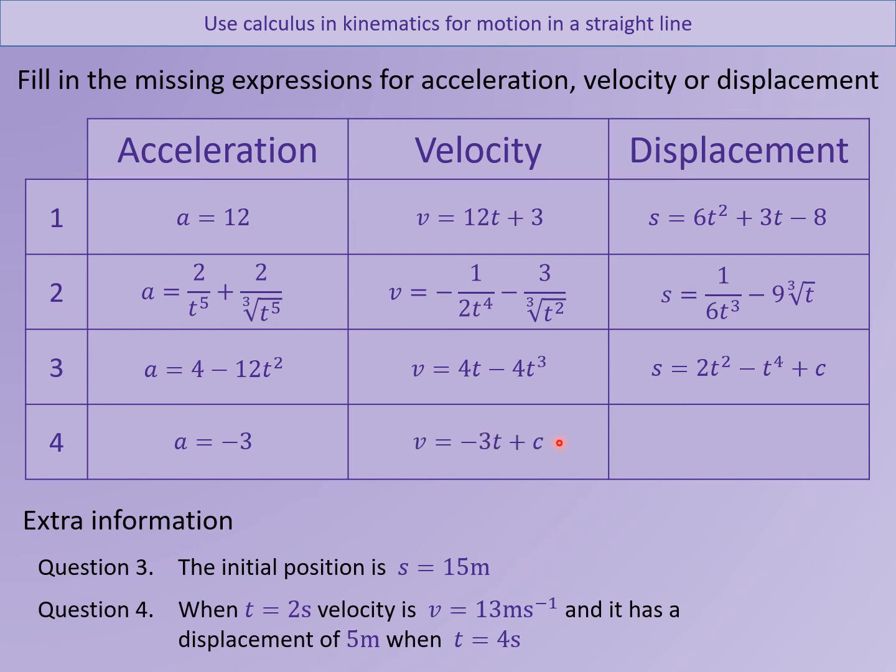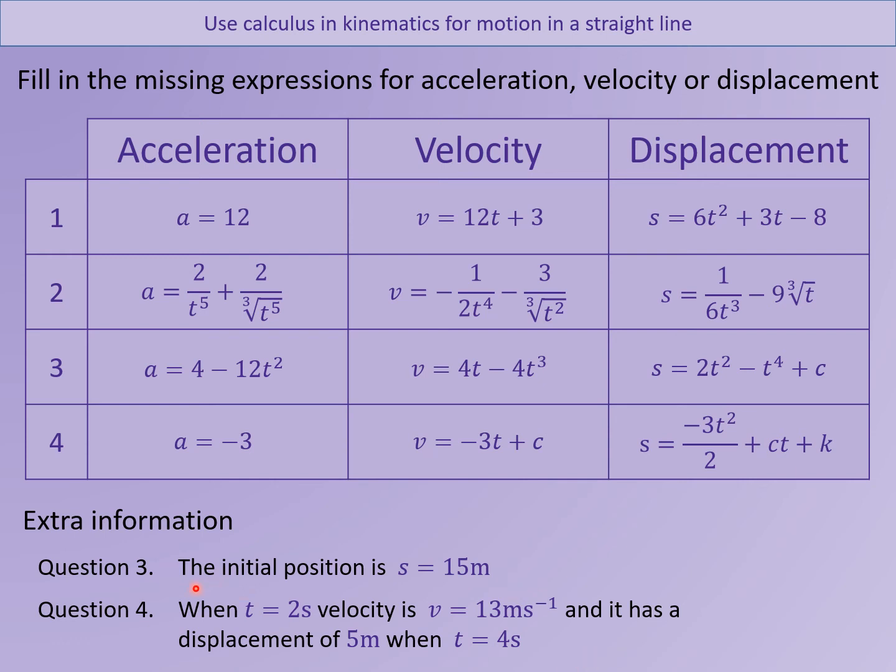For question 4, we can integrate the acceleration to give velocity, noting that we've got a constant of integration, and then integrate the velocity to get the displacement. And here we can see we get a second constant of integration, so we've called that k. We're now going to use this extra information to find the values.